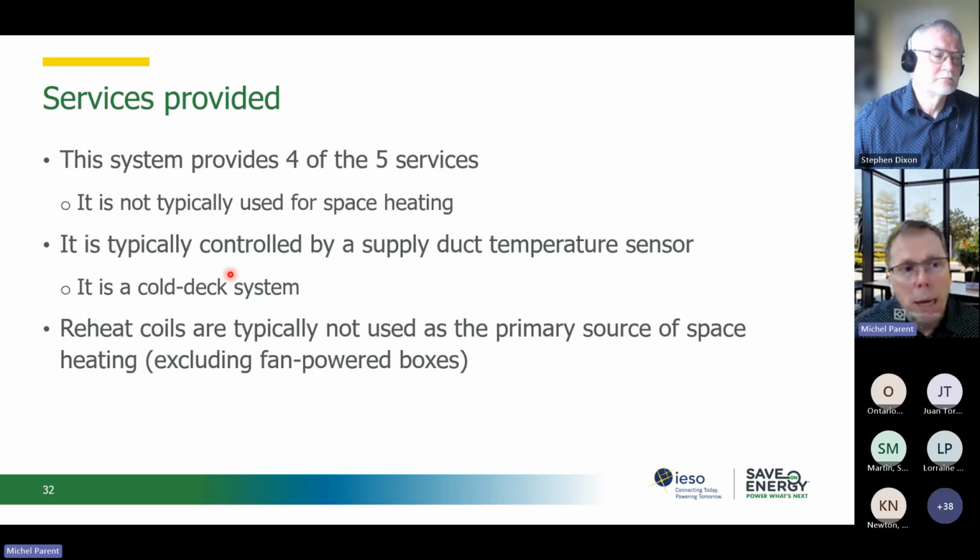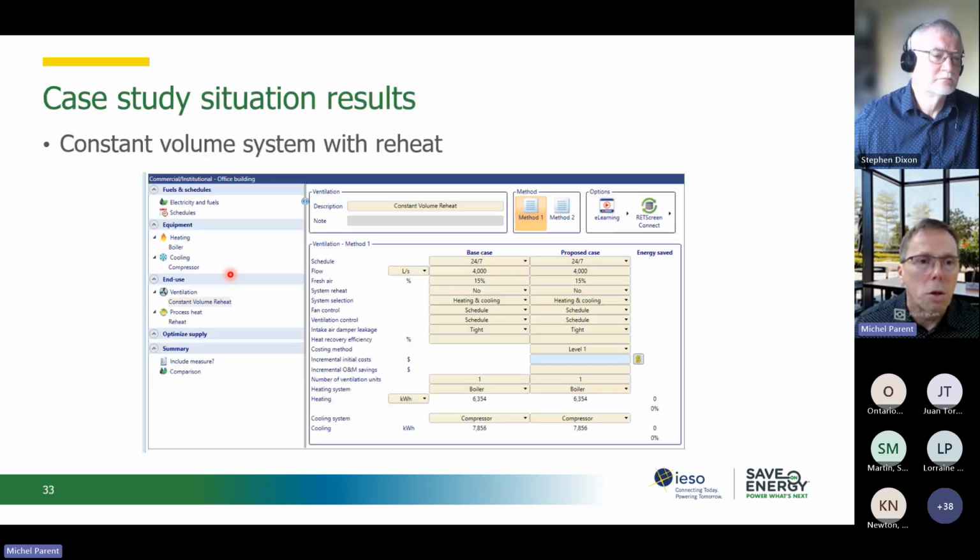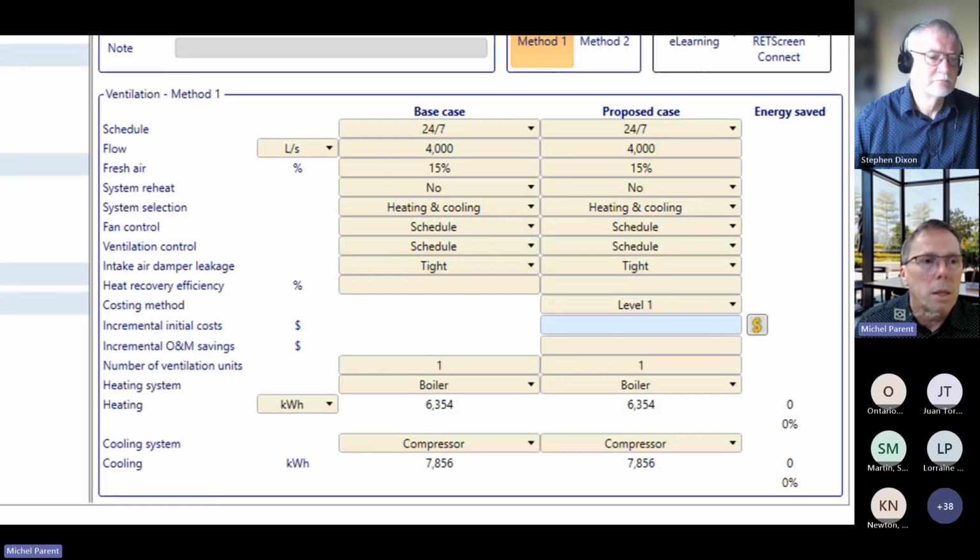Now, this one has a reheat coil. You could be tempted to go in here, and I'm going to zoom in here and say, I'm going to use system reheat. And I would recommend not to do that. We have developed a more accurate way of doing it, or more flexible, I should say, maybe not more accurate, but definitely more flexible. So I would say for now, stay away from using that system reheat.